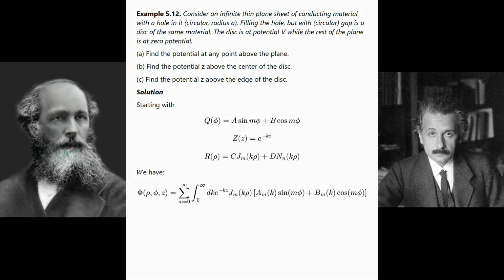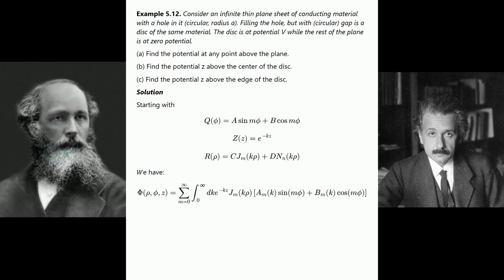Example 5.12. Consider an infinite thin plane sheet of conducting material with a hole in it, circular, radius a. Filling the hole but with a circular gap is a disk of the same material. The disk is at potential V while the rest of the plane is at zero potential. A. Find the potential at any point above the plane. B. Find the potential at z above the center of the disk. C. Find the potential at z above the edge of the disk.